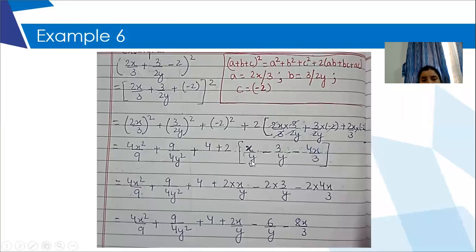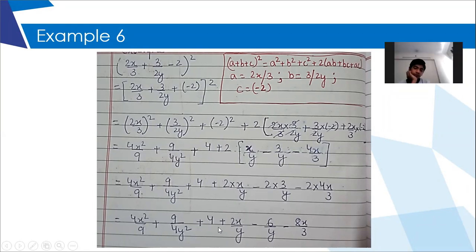So it will become 2x by y. Plus 2 into minus will give you minus 2 into 3 upon y. And plus into minus again will give you minus 2 into 4x upon 3. In the next step, again, I have copied the first 3 terms, no change. I have now finally multiplied these 3 terms, last 3 terms. So 2x upon y minus 6 upon y minus 8x upon 3 is the final answer.